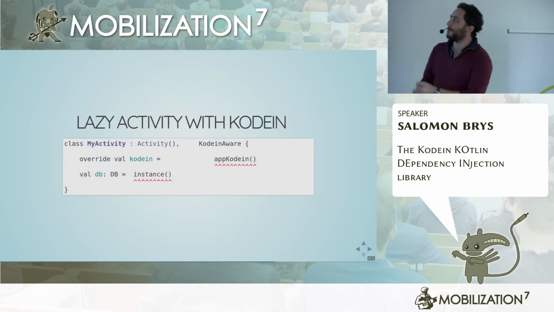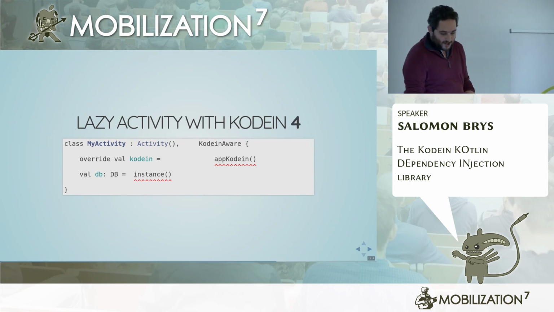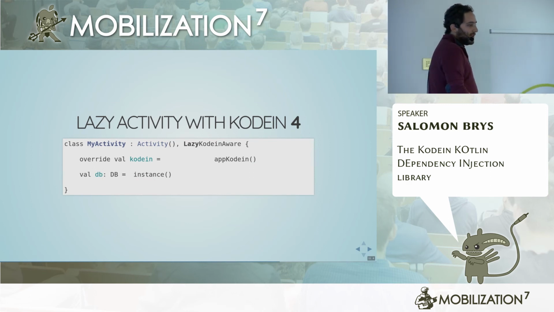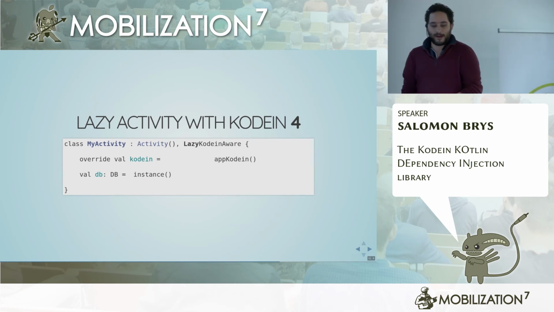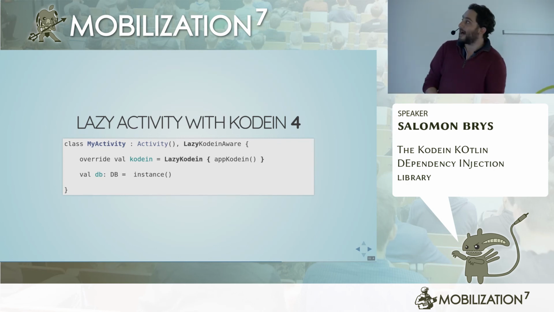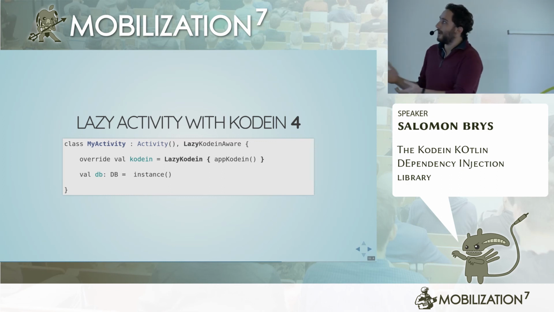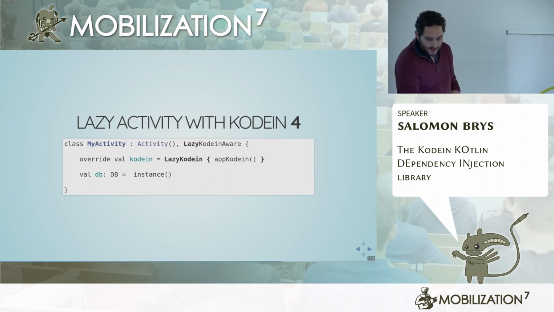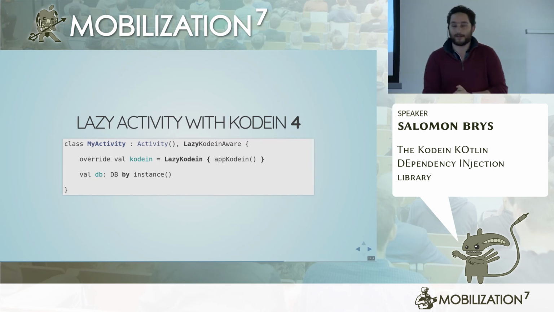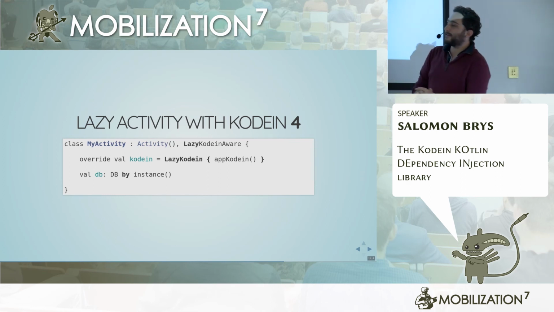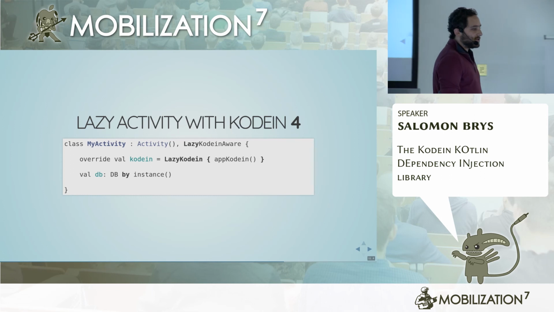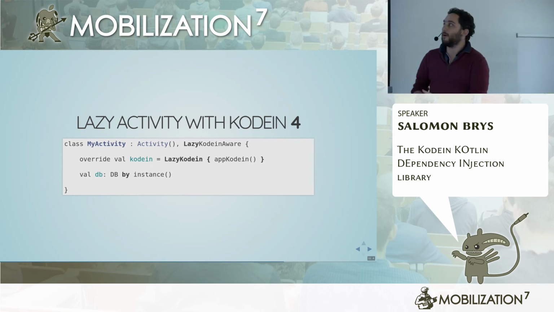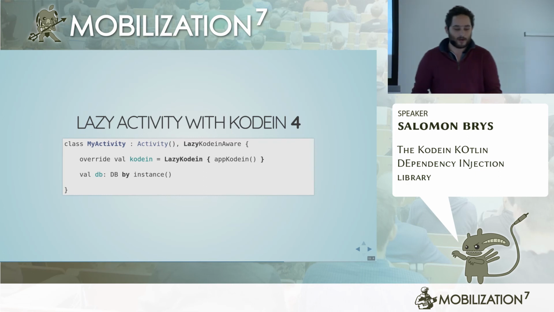So let's go back to our example. And our example says this is failing. Okay, so let's change that. First, let's be lazy. So let's implement lazy Kodein aware. Then let's have a lazy Kodein instead of a simple Kodein. And finally, let's change this equals by a by. Okay, lots to see here. First, app Kodein, what it is. It's simply a function that's provided by the Kodein library that says, okay, the Kodein object is in the application object. I know where to find it.